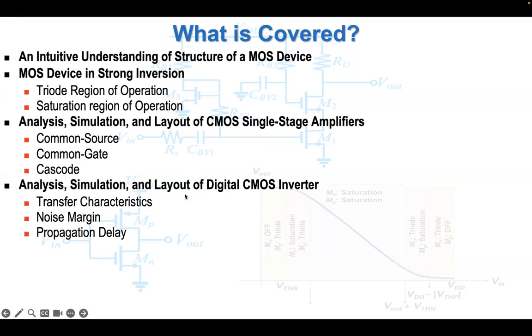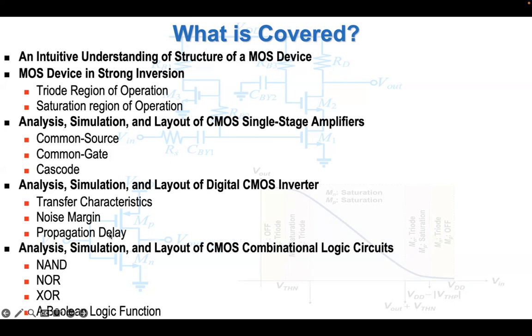At the same time, I will also introduce the basics of a digital CMOS inverter. That includes analysis, simulation, and layout of these structures. I will go over the transfer characteristics of a basic CMOS inverter. Then I will describe the concept of noise margin and will analyze the propagation delay of a basic CMOS inverter. This analysis, namely the analysis of propagation delay, gives us a very good insight and intuition about the large signal behavior of a CMOS inverter.